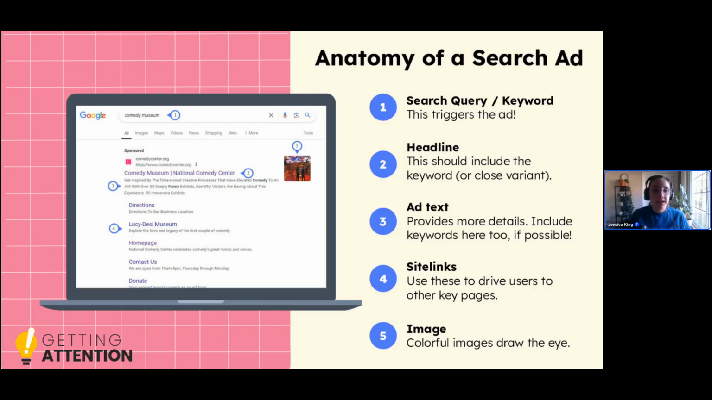So when I talk about keywords, what I mean is the search query. In this example, I searched "comedy museum." That's what triggers the ad. One thing that I find interesting: I hinted at the search ads auction earlier.